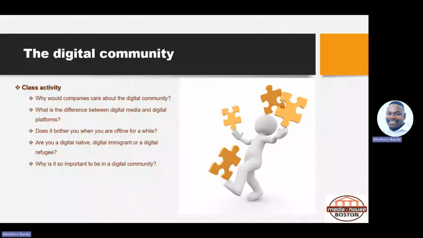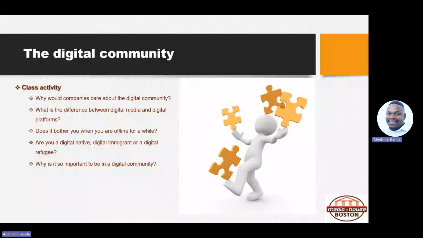Then you also need to ask yourself whether you're a digital native, a digital immigrant, or a digital refugee. This matters because it segments your individual status in the digital community. The digital community itself has different levels of citizenship or membership, but we are going to discuss this in detail. And also, you need to understand why it is so important to be in a digital community. So these are the questions that I'd like you to digest before we go deeper.